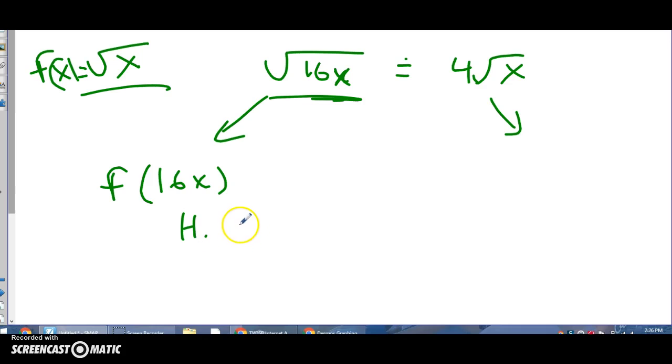Everything on the x or everything in the bracket is horizontal. If it's horizontal and it's being multiplied, do we know if it's a compression or a stretch? We don't know. We flip it, so it's 1/16. That becomes a horizontal compression of 1/16.